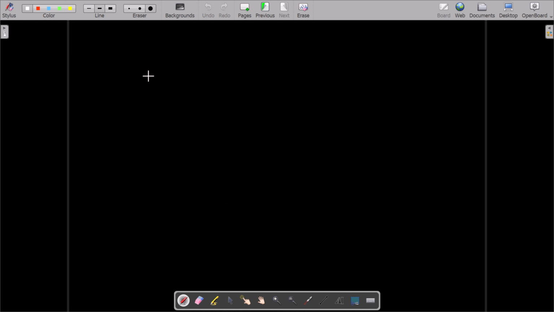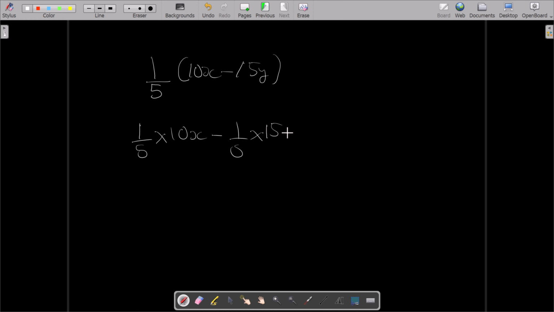Let us try to simplify 1 over 5, bracket 10x minus, let us put a different term, 15y here. So in this case, we just expand it. It is like this, 1 over 5 times 10x minus 1 over 5 again times 15y. Or you just say 10x minus 15y all over 5. It depends on how we want to represent it. So here you cancel this, you get 2. You cancel this, you get 3. So you get 2x minus 3y.